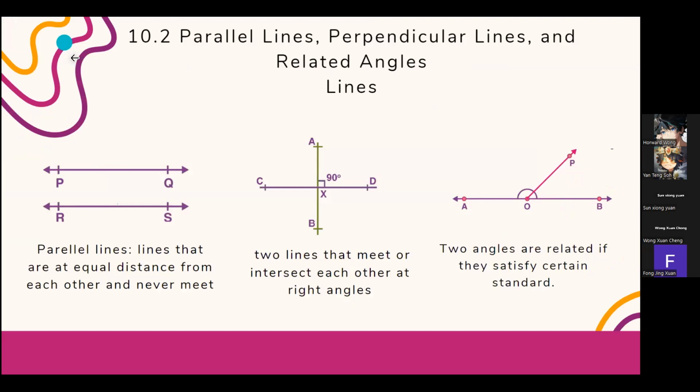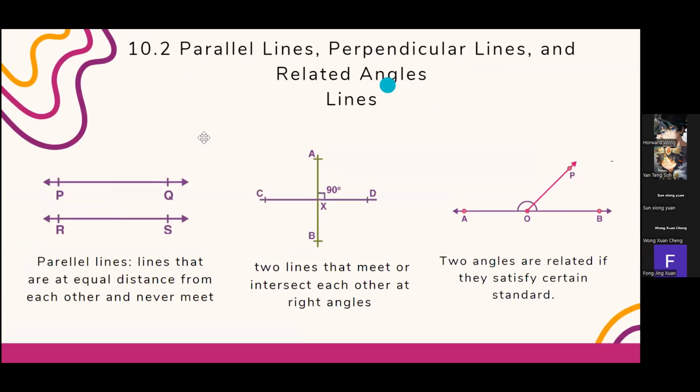Now I'm going to talk about parallel lines, perpendicular lines, and related angle lines. Parallel lines are lines that are at equal distance from each other and never meet. Perpendicular lines are two lines that meet or intersect each other at right angles. Related angles are two angles that are related if they satisfy certain standards.